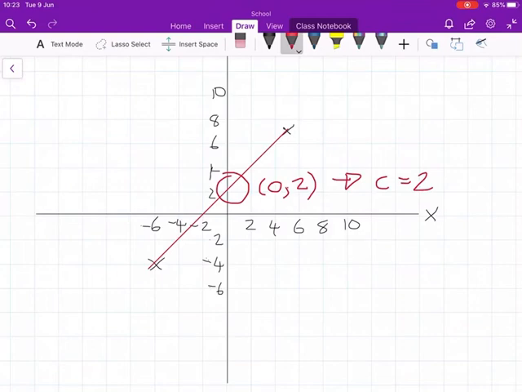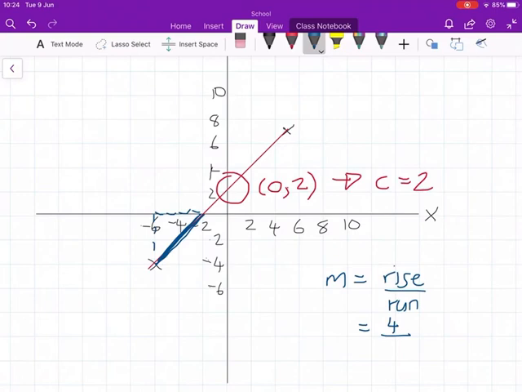You also now want to look at the gradient. This bit is a wee bit different, but the gradient is equal to the rise over the run. If we look at this part of the line, from the point (-6, -4), it goes up 4 units and then goes across 4 units. So the gradient m is equal to the rise over the run, 4 over 4, so m is equal to 1.